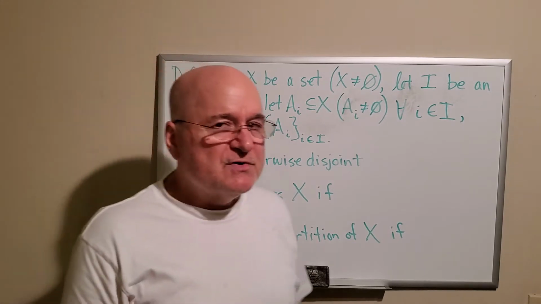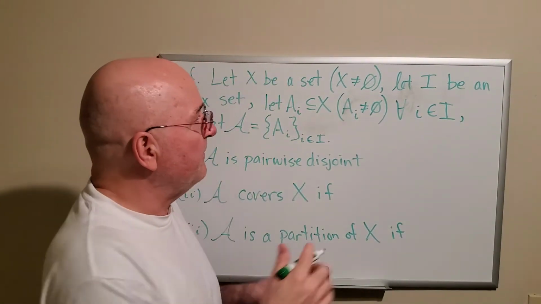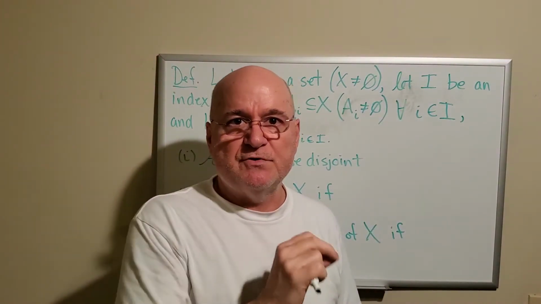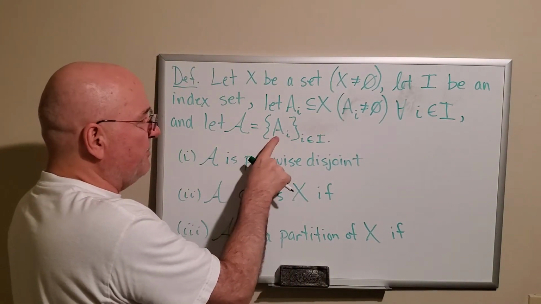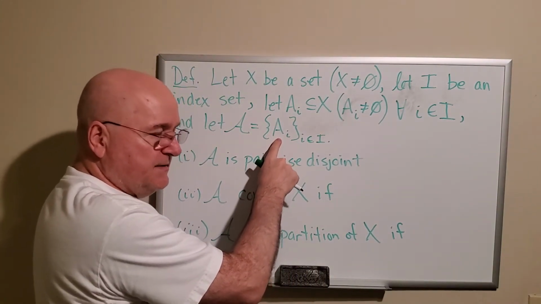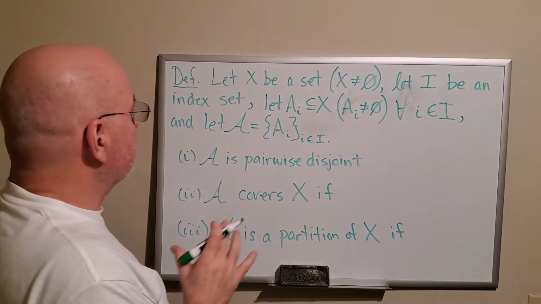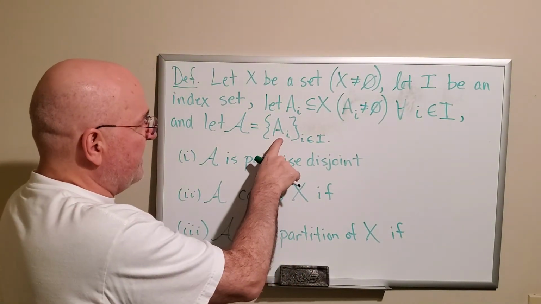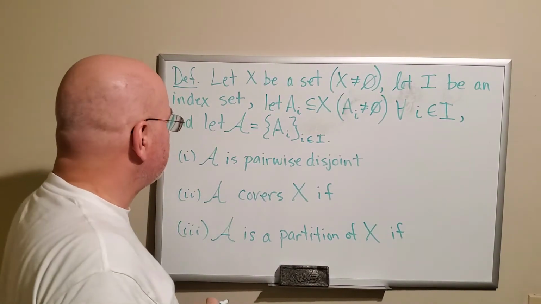We have mostly talked, and we probably will continue to mostly talk, about index sets where I would be like the natural numbers, 1, 2, 3, ... So that means that our collection script A would be A sub 1, comma A sub 2, comma A sub 3, ... So we're starting with that collection of sets. Remember, each one of these little A sub i is a subset of the big set X.